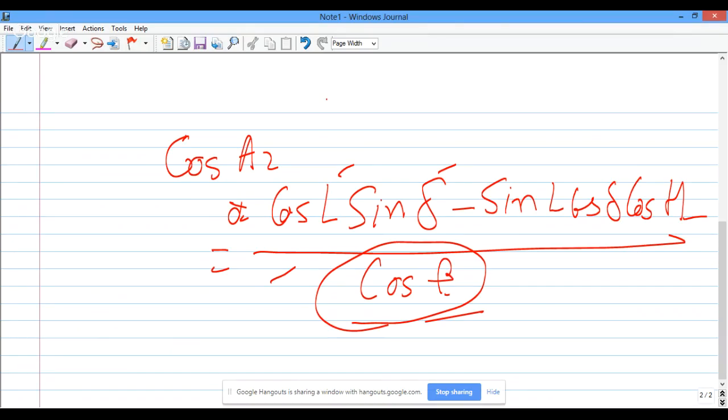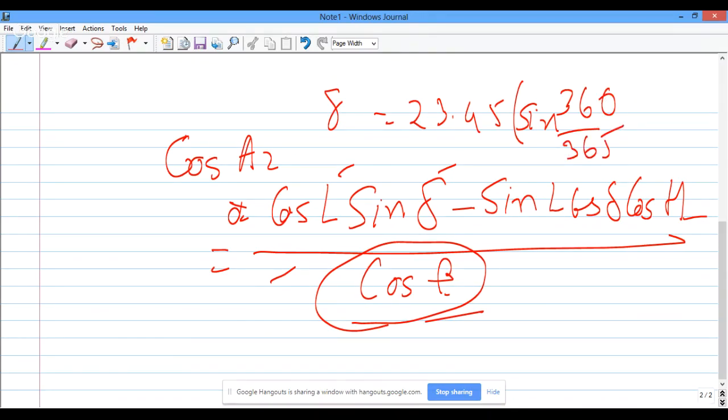And delta, there's a formula we have given. Delta is 23.45 multiplied by sine of 360 by 365 multiplied by 284 plus n, where n is the number of days starting from 1st January. So 31 days in January, etc.